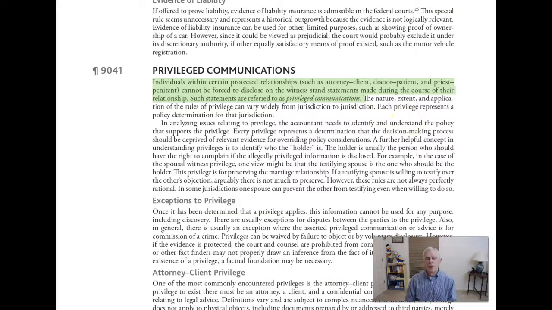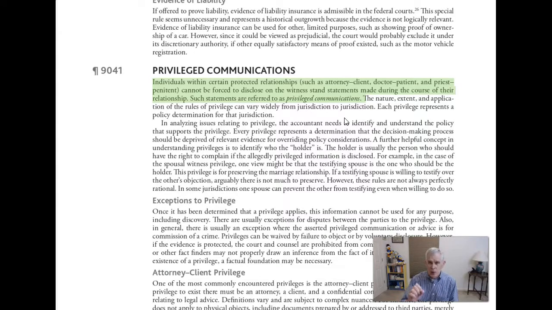Privileged communications. As an accountant, you have to be careful here. You have to understand where there is privilege, and there's not a lot for accountants, at least not the type of privilege we're talking about for attorney-client privilege. So you can see there are certain protected communications: attorney-client, doctor-patient, priest-penitent. You don't hardly see that accountant-client privileged communication being brought up. Sometimes it's there, sometimes it's not. It might depend on where you live, what jurisdiction you're in, which state, and so forth.